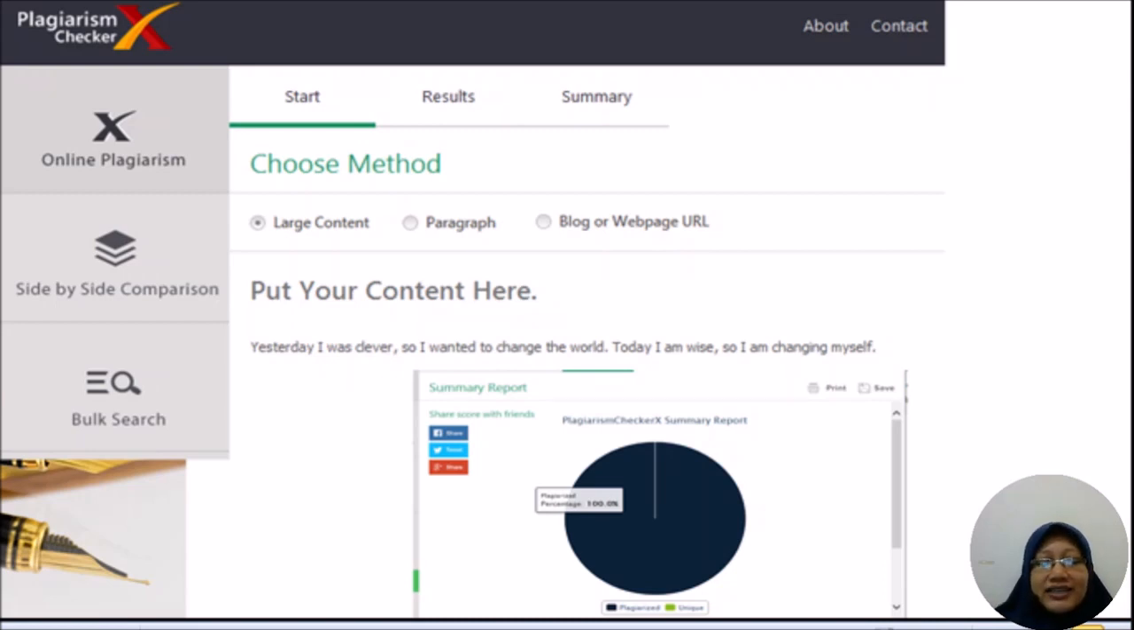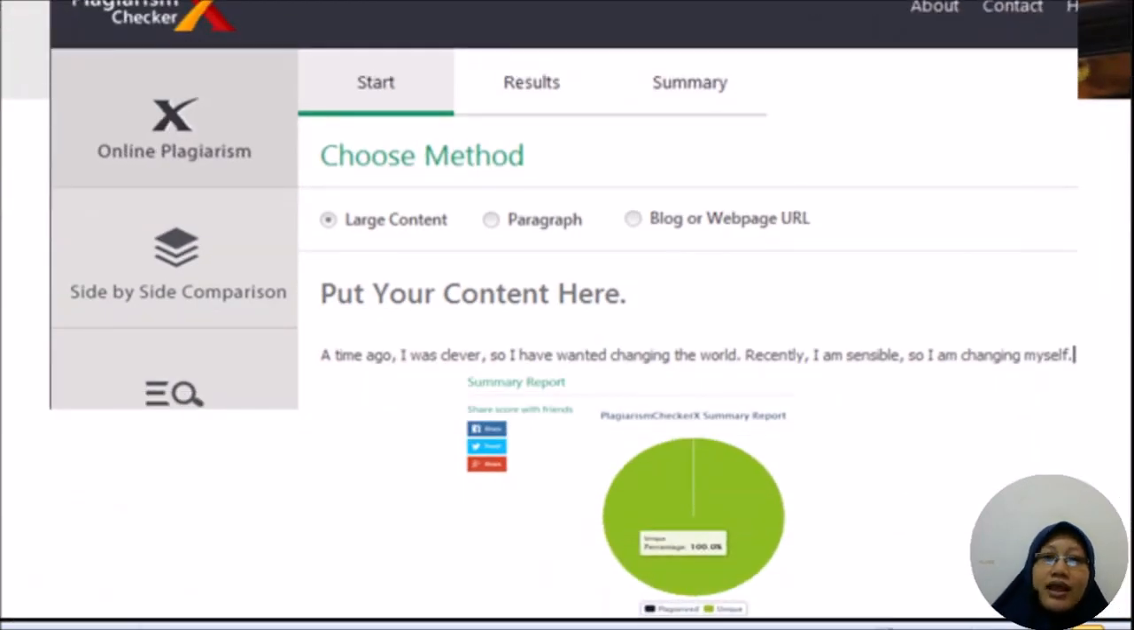Okay, we can see here that the plagiarism level is about 100% because this quote is very popular on the internet. 100% plagiarism. And this is my try to paraphrase the quote. A time ago from yesterday, I was clever. I do not paraphrase this.